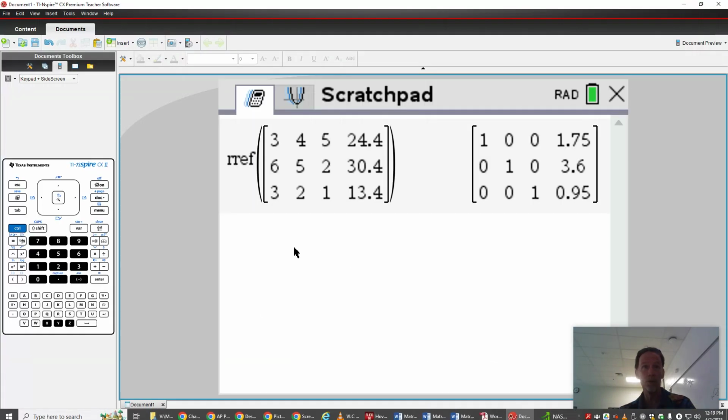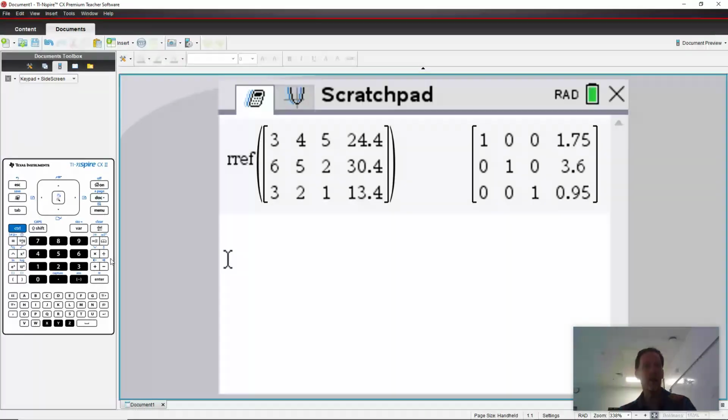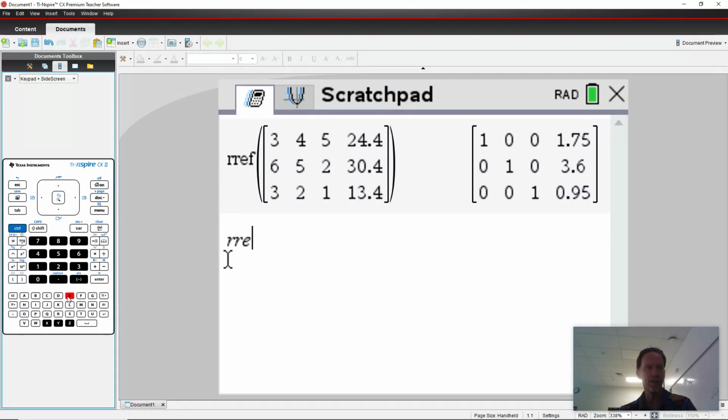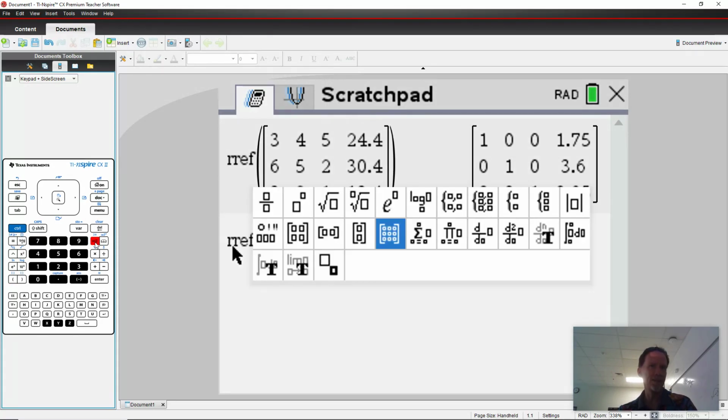So to review the process one more time, on the calculator keypad, you can just hit the letters RREF. You'll know you got it because it turns bold. Open up parentheses. Don't forget the parentheses because if you don't, the calculator's not going to know what to do. You find the matrix on the key next to the 9 key.